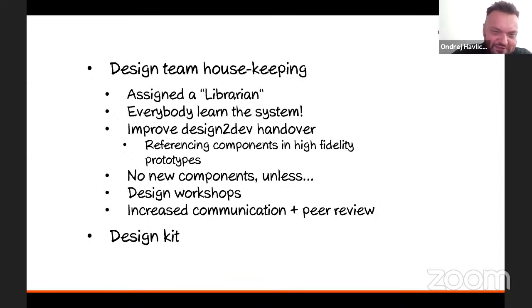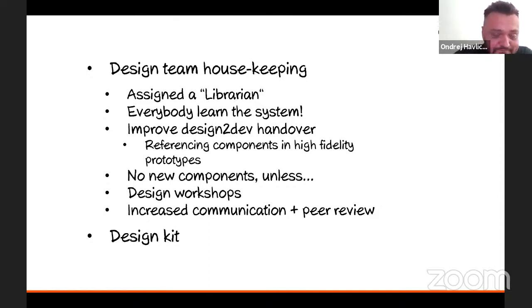We started to strictly demand, for example, referencing components or other parts of the system, and following the standards. Definitely, some designers complained about the lack of creativity, the lack of free design spirit, and so on. But at the beginning, we needed to be really strict. We introduced a new process for introducing new components or innovating components. We did a lot of design workshops. We really increased communication, peer review, and so on.